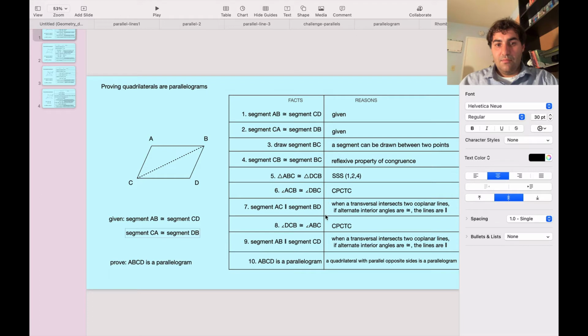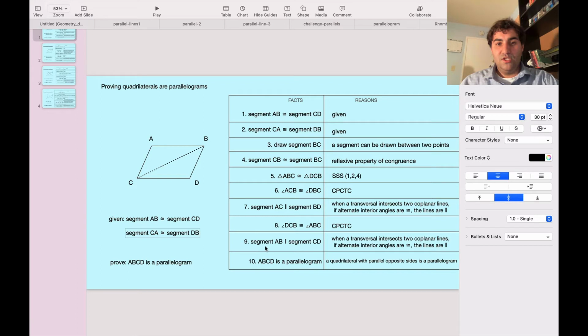So we also know that angle DCB, so this angle here, is congruent to angle ABC, and that follows from corresponding parts of congruent triangles are congruent applied to statement 5. And then we can use the same reasoning to establish that segment AB is parallel to segment CD. So we use the same reasoning. When a transversal intersects two coplanar lines, if alternate interior angles are congruent, then the lines are parallel.